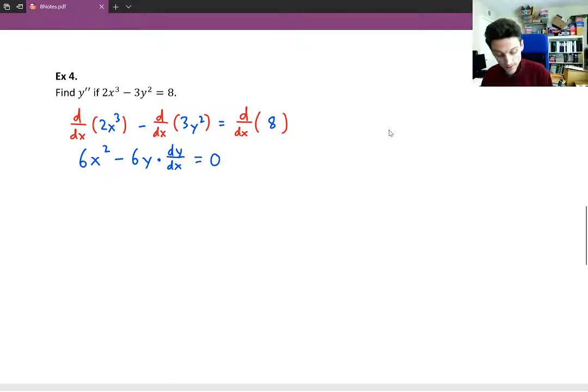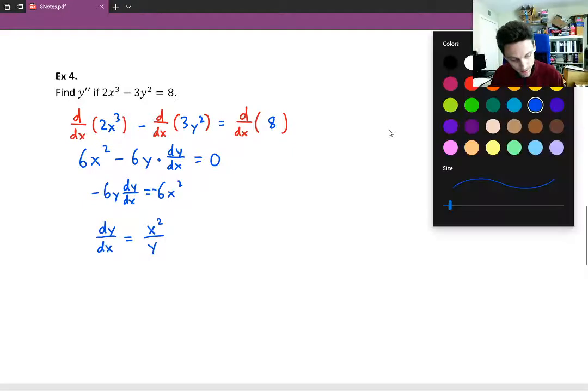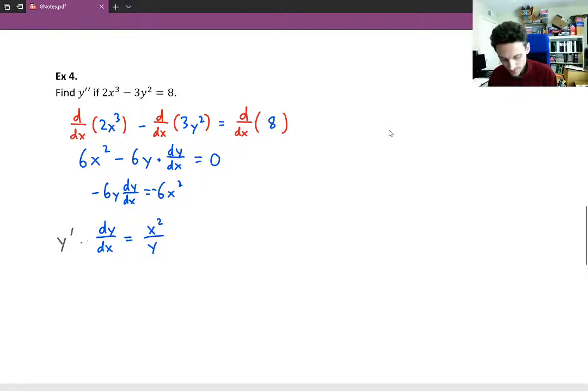Now we're going to solve for dy/dx. So we'll subtract the 6x squared to the right, make it negative. And then divide both sides by 6, or negative 6 in fact, and divide the y over, and we'll get x squared over y. So the negative 6's cancel, and we just have x squared over y. So that's the first derivative of y with respect to x. Another way we could write it is this is y prime, right? Y prime and dy/dx are the same thing.